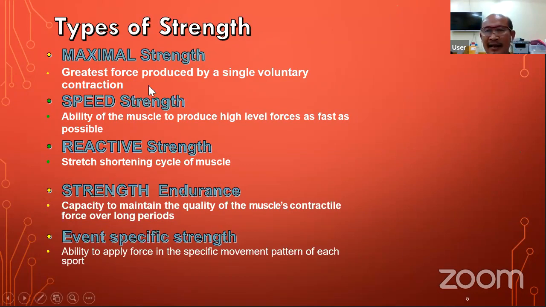First one, maximal strength. What is maximal strength? Maximal strength is the greatest force produced by a single voluntary contraction. One contraction, and they can produce maximum force, or we can call it 1 RM, or 1 repetition maximum: the weight we can lift, or press, or pull, or push.